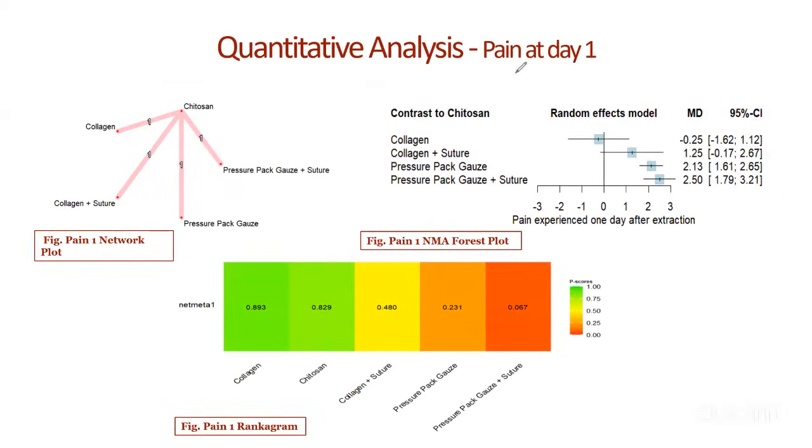So then we assess pain at day 1. This is also the network plot. Chitosan is the most common comparator. Compared to the chitosan, the pain was significantly higher in patients who received pressure pack gauze or pressure pack gauze with suture. However, there were comparable non-significant results when comparing chitosan versus collagen versus collagen with suture. The rankogram shows collagen as the best, followed by chitosan.